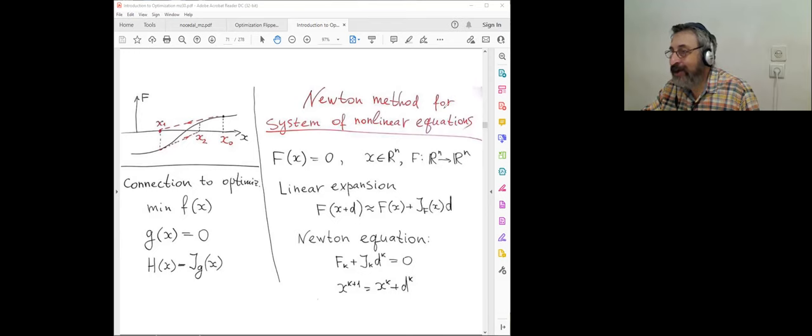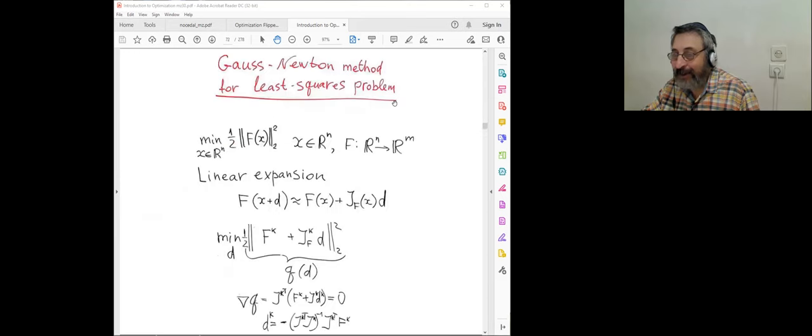And then we continue with the next slide. Gauss-Newton method for least squares. And here we say that our function is a vector with many components. There may even be a situation when there is no such x where all components are zero. There may be or there may not be. So then I take a more moderate goal: to minimize the sum of squares of residuals.